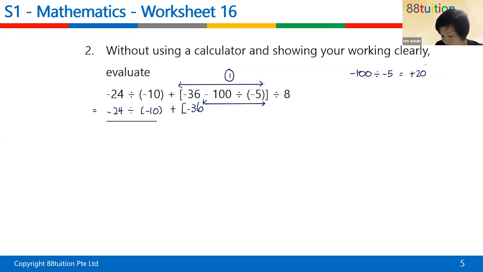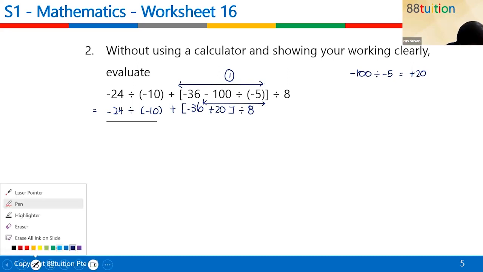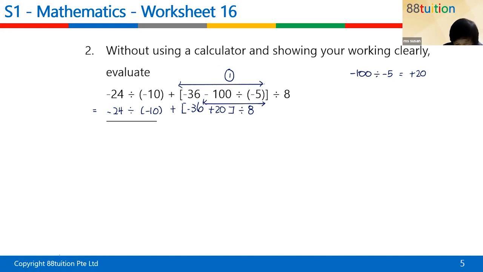Okay? So far, so good. So from here, I'm going to say it's a plus 20. Close back and divide by 8 now. Okay? So now I have a bracket also. So I want to solve this bracket now. Let's take a look at which bracket you want to do. So this one you do first, and this is the second step.